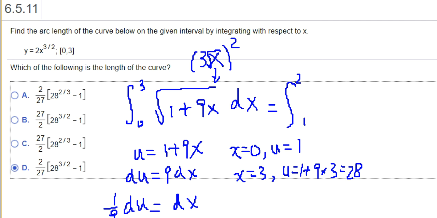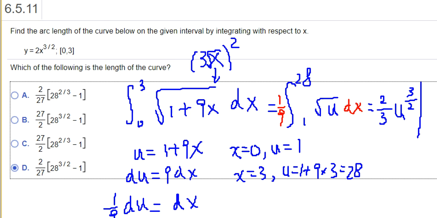With that, I can now just do the substitution. This will be my square root of u. The dx will be 1/9 du, so I'll move out the 1/9. So I will do the antiderivative of square root of u, which will be 2/3 u raised to the power 3/2. And then plug in 1 and 28. Evaluate at 1 and 28. You'll get to the same answer. So that's my interpretation for this particular problem.